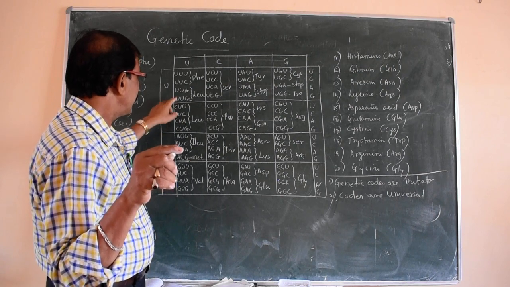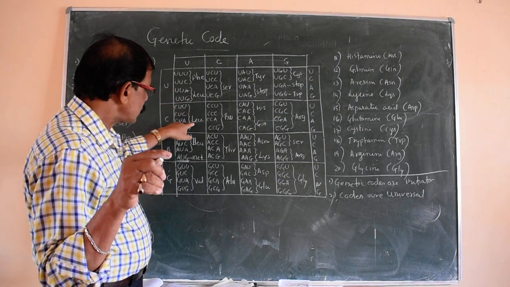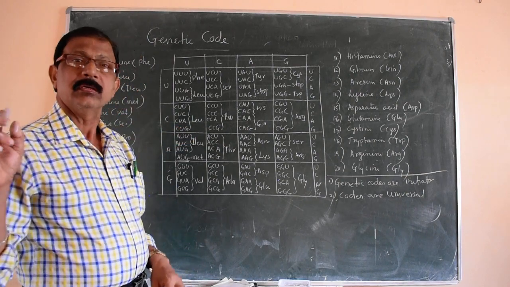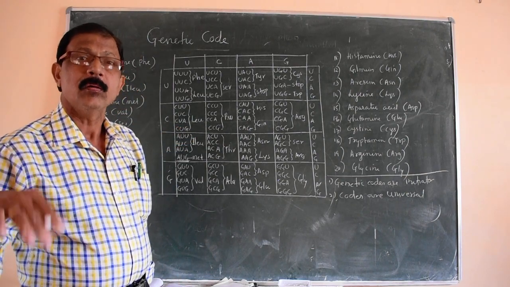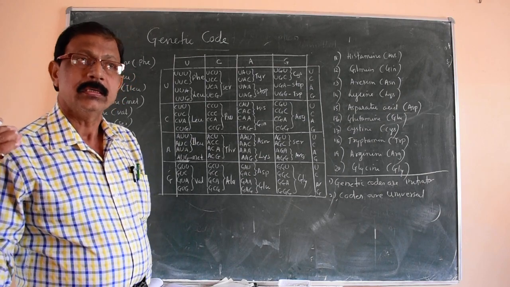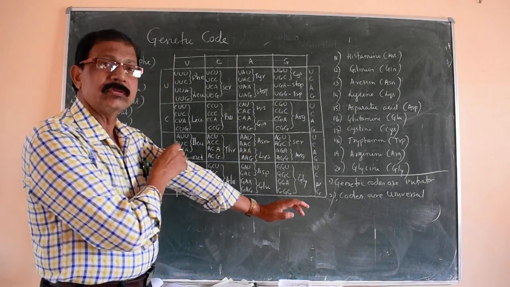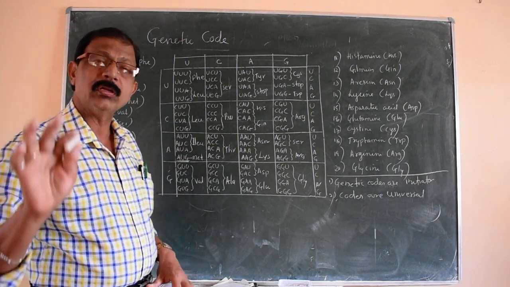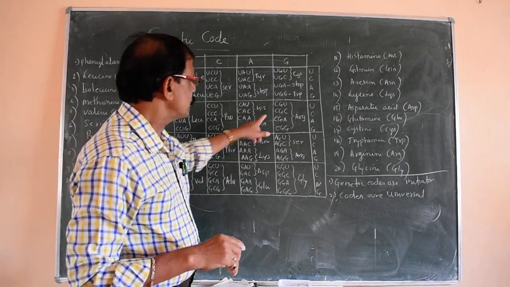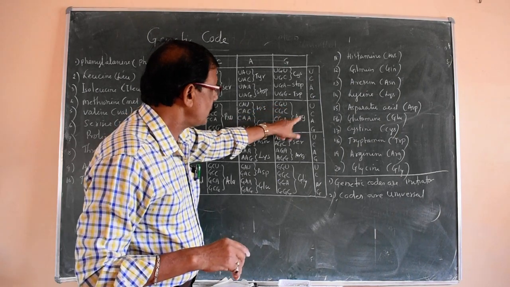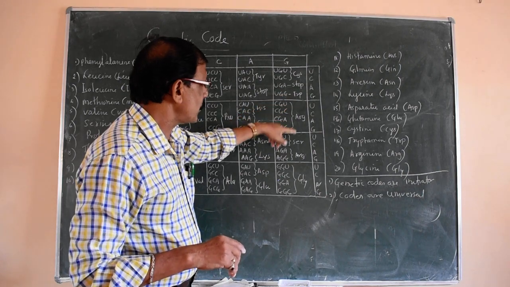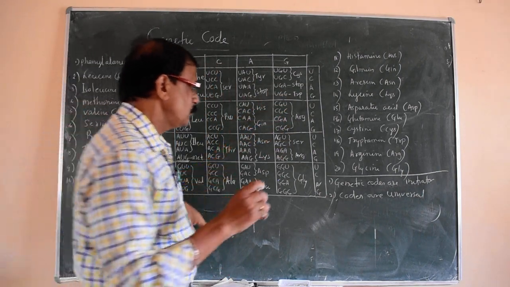Similarly, see here, CUU also codes for leucine, and CUG also codes for leucine. So one amino acid can have 2, 3, 4 codons. That is why a particular codon has a particular amino acid only. For example, CGU codes only for arginine, not for tryptophan or serine. That is one universality.